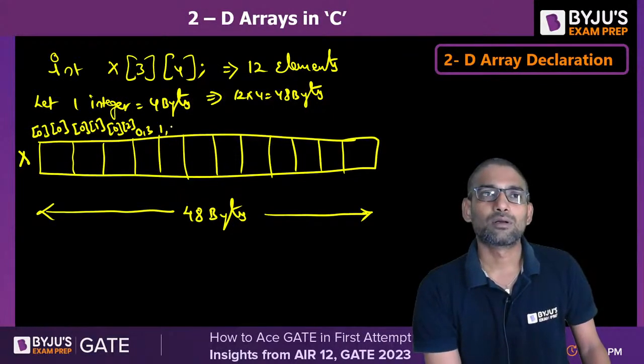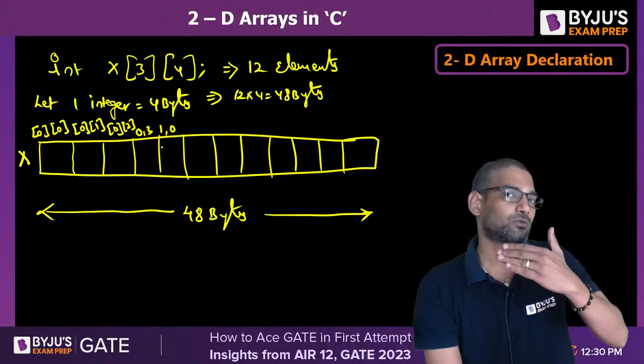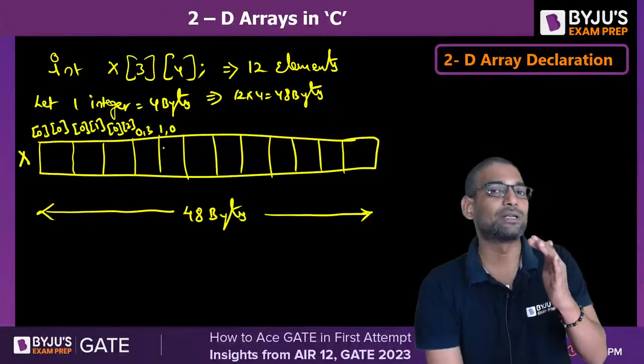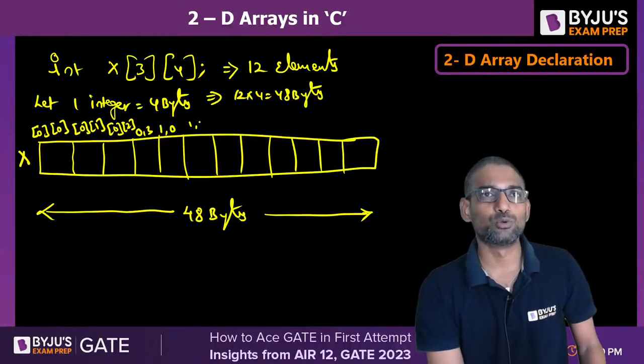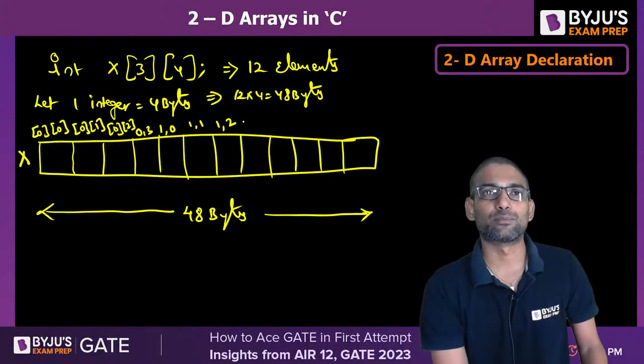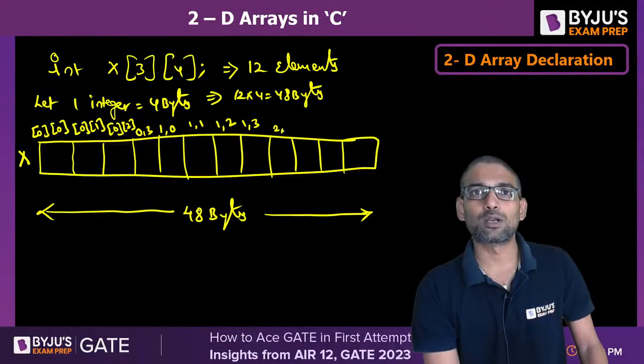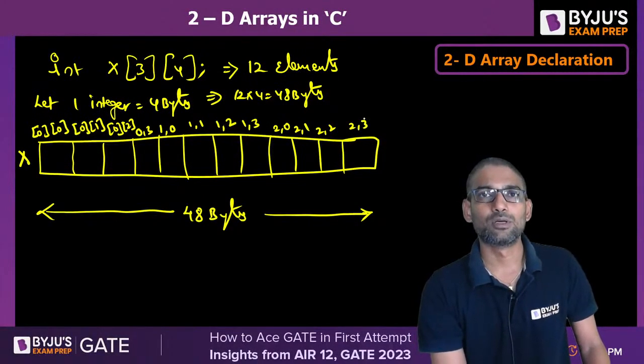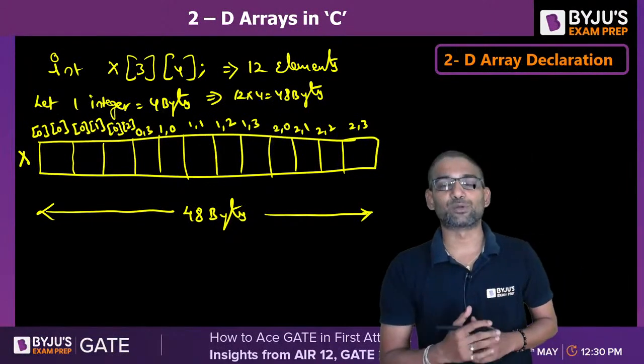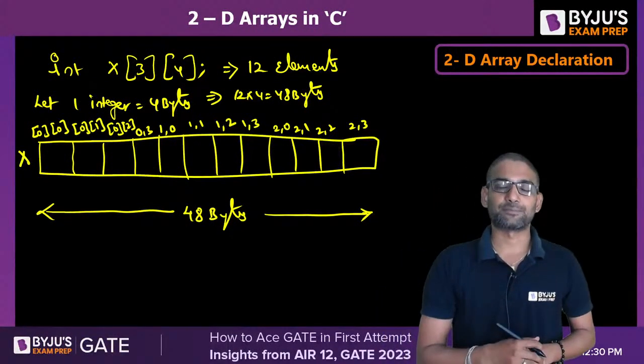So next row, first column means row 1, column 0, row 1, column 1, row 1, column 2, row 1, column 3. Then row 2 column 0, row 2 column 1, so on. So this is how the indices would be: row index, column index.